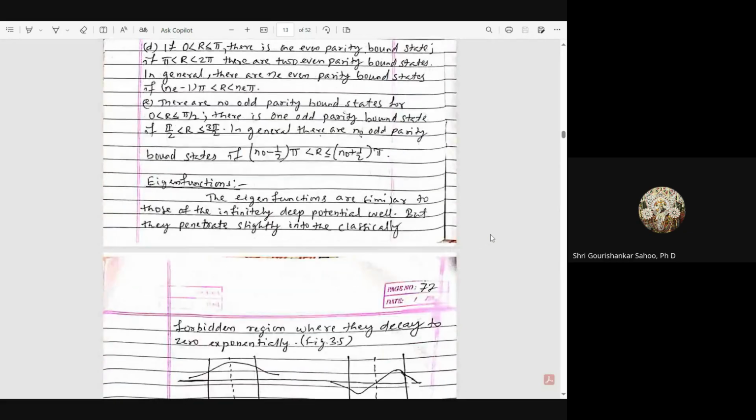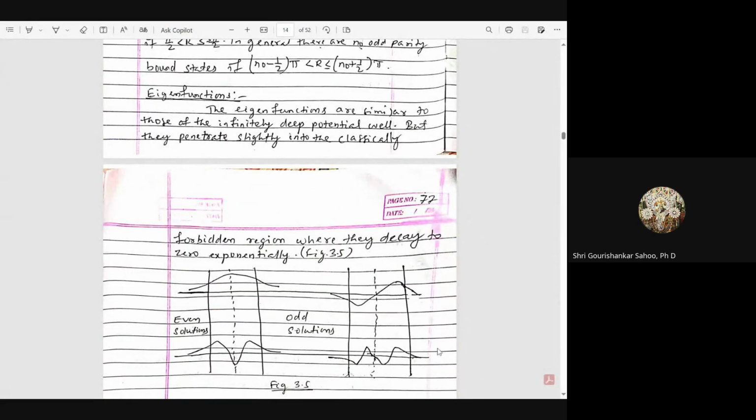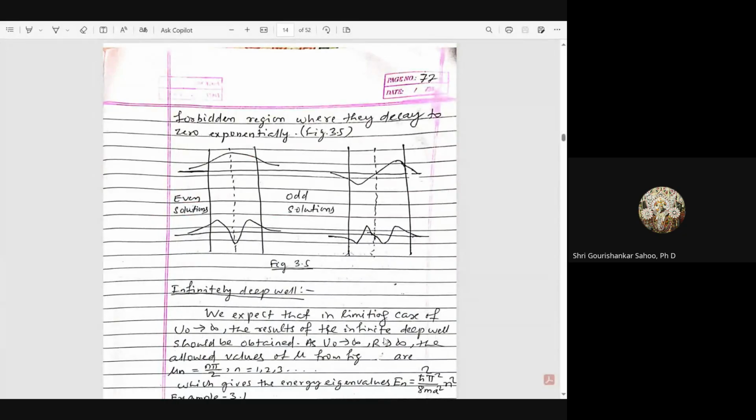Let us discuss the eigenfunctions next. Please see the figure, even solutions and odd solutions. The eigenfunctions are similar to those of the infinitely deep potential well, but they penetrate slightly into the classically forbidden region, where they decay to zero exponentially, as shown on the screen.